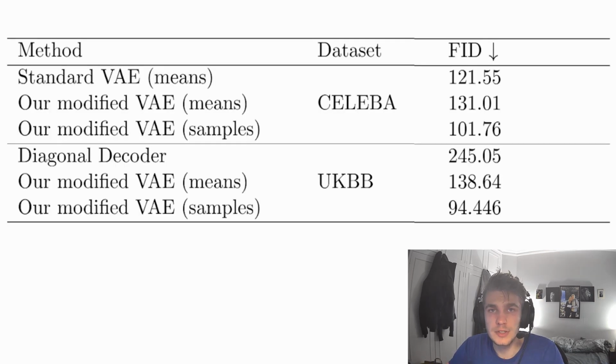Quantitatively evaluating generative models is very difficult due to the subjective nature of how good an image is. That being said, a current standard metric used in recent research is the Fréchet inception distance, which mimics human perception. For this metric, a lower score is better. For both the human face CelebA dataset and the brain scan UKBB dataset, our method outperforms the otherwise like-for-like standard VAE, since it can produce sharp, spatially correlated samples rather than only using the mean.